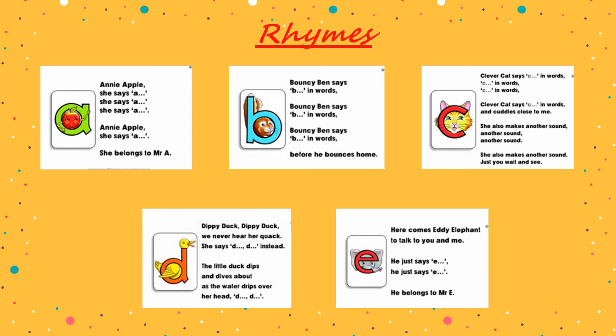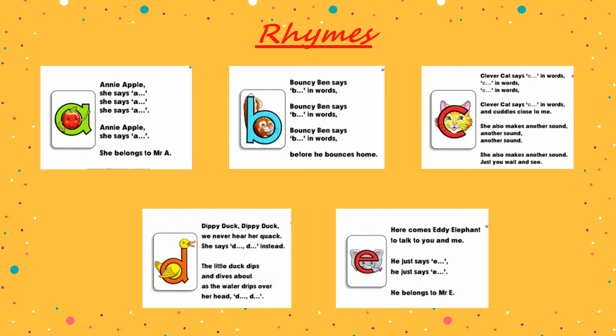Clever cat says k in words, k in words, k in words. Clever cat says k in words and cuddles close to me. She also makes another sound, another sound, another sound. She also makes another sound. Just you wait and see. Very good, children. Now let's listen to the next rhyme.